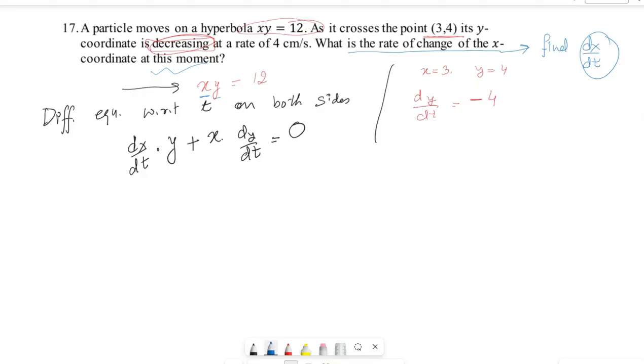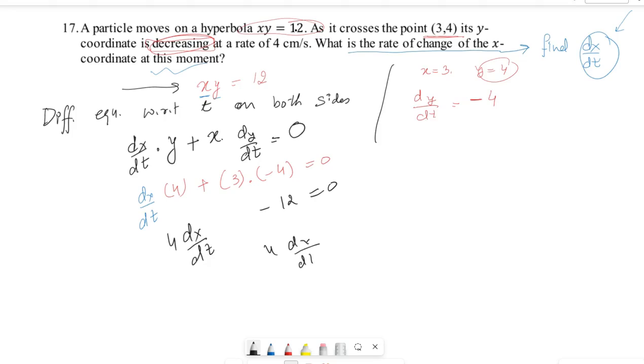Now we have been given some things. Dx by dt is not given, so I don't know that. I'm going to just write that. Y is given as 4, so I'm going to write 4 here. Plus x is given as 3 times dy by dt is given as negative 4, equal to 0. So let's write this down one more time. Dx by dt times 4, negative, you can write this 4 in the front if it's confusing you, is equal to 0.